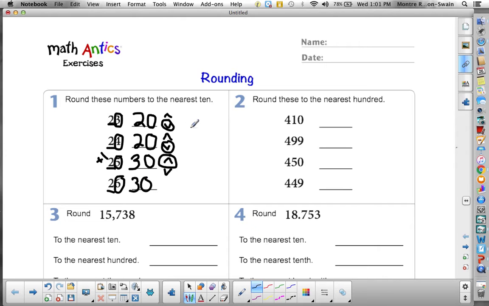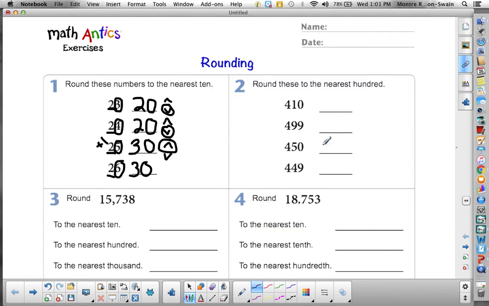So 23 rounds down to 20, 24 rounds down to 20, 25 rounds up to 30, and 26 rounds up to 30. Number 2, round these numbers to the nearest 100. So now we're working in the hundreds spot. So the 4 needs to be underlined because they're in the hundreds place. And we're going to circle the number to the right. So that would be the 1, the 9, the 5, and the 4.